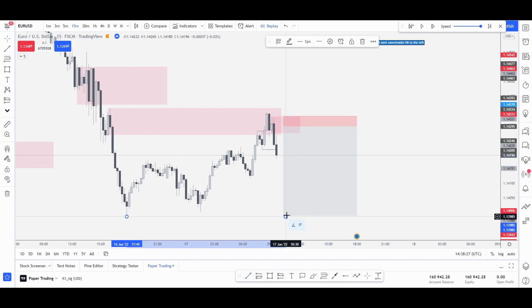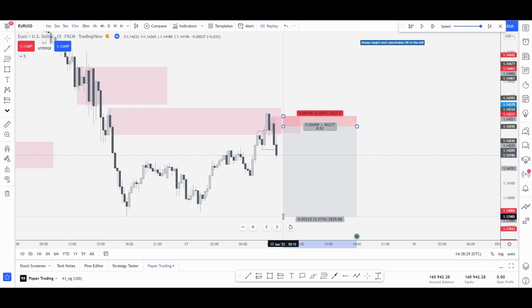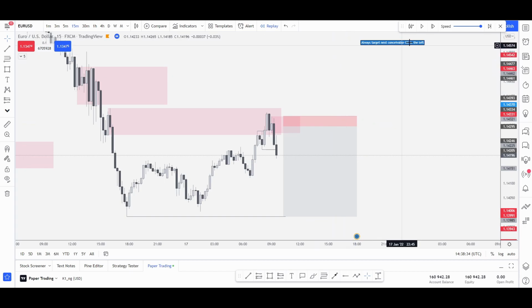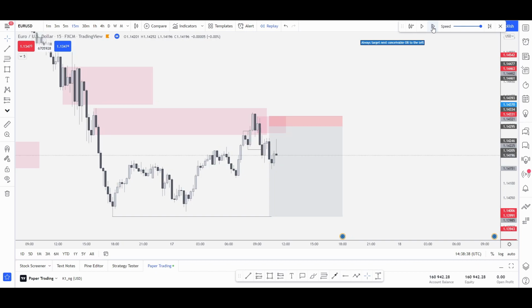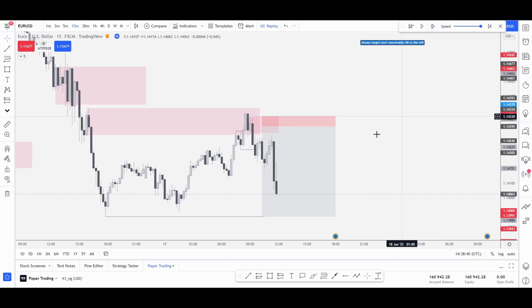So the first leg is always my first target. Okay. So the first leg of where it got to, and this would be an 8.61% trade. Let's see how it goes. Don't think we do get tagged, do we? No, we don't get tagged.